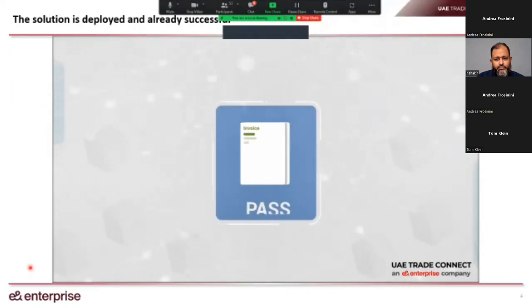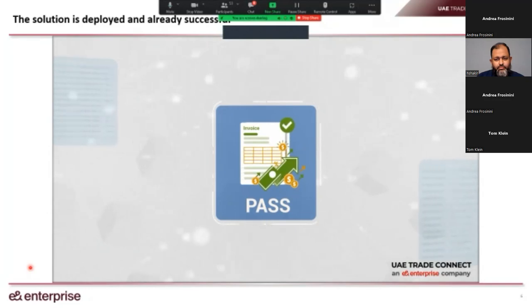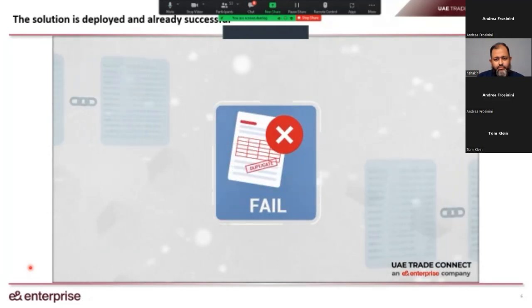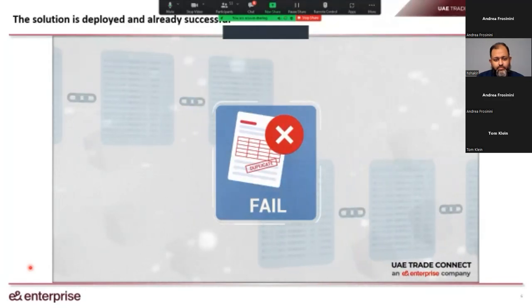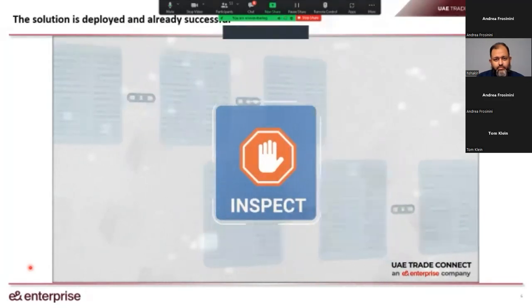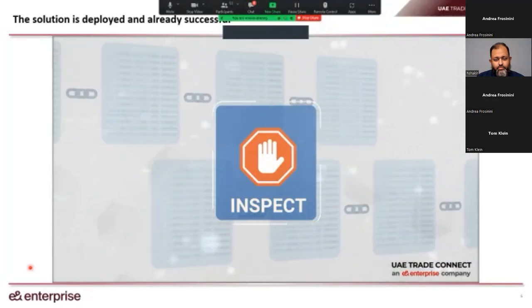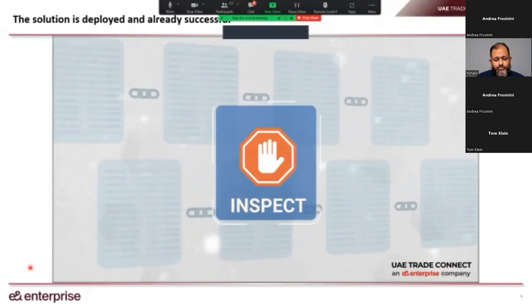A. Pass. Clean invoice which may be financed. Or B. Fail. Major issues identified or a duplicate invoice. Do not proceed. Or C. Inspect. Bank's further investigation is required since a high-risk score has been determined.